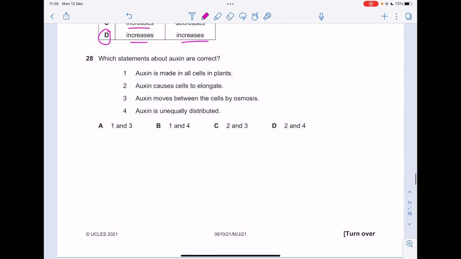27D. Which statements about auxin are correct? Now, auxins are effectively plant hormones. They enable the plant roots or stem to respond to tropisms such as light, gravity, or water. So auxin is made in all cells in plants. That's simply not true. It's only some. Auxin causes cells to elongate. That's definitely true inside the stem. Auxin moves between the cells by osmosis. No, because osmosis is all to do with water. Auxin is obviously not water. Auxin is unequally distributed. Yeah, that's how it actually works. So in the stem, for example, it diffuses to the side furthest from the light. So we've ticked 2 and 4. D is the correct answer here.